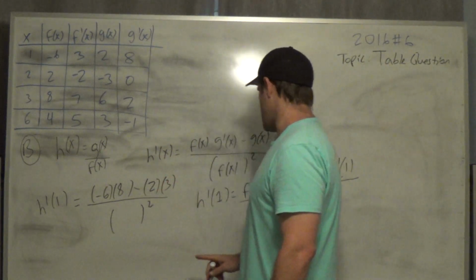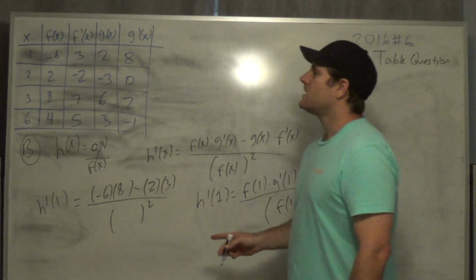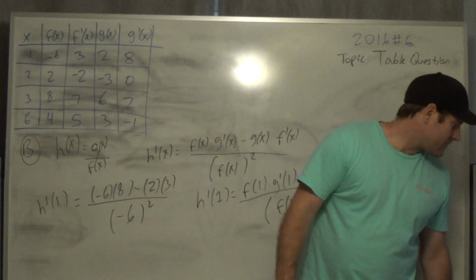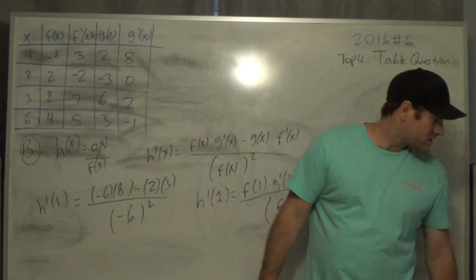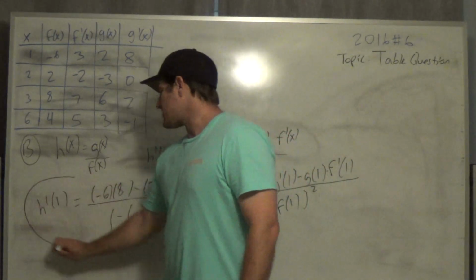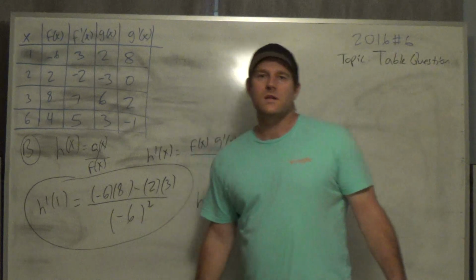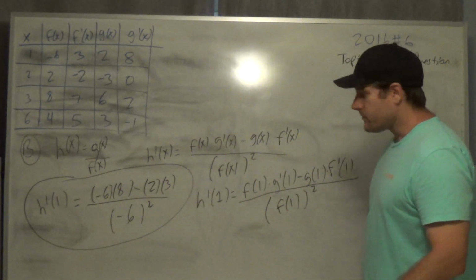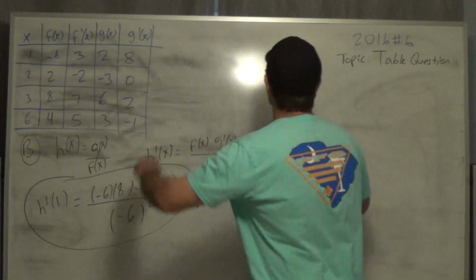And then over low, low. We need f of 1 on the bottom again. And f of 1 is negative 6. I'm making sure that looks right. It's perfect. And are we going to simplify this? Nope. That's our answer. If you try to simplify it and you mess up, you lose points. So we don't want to simplify that. That looks good. All right, let's go to part C.